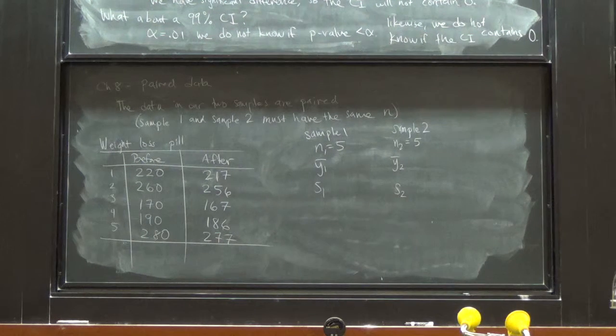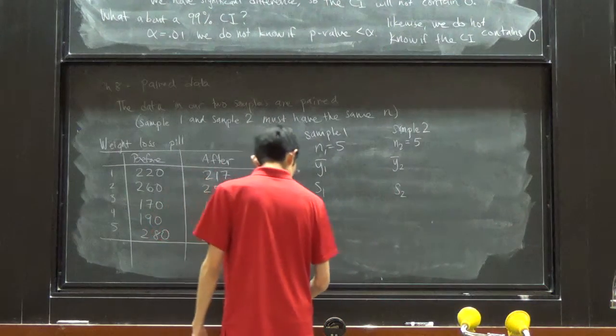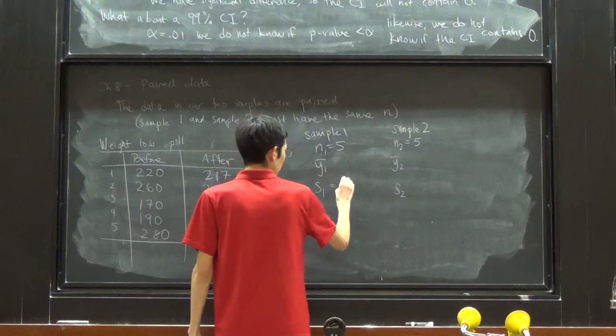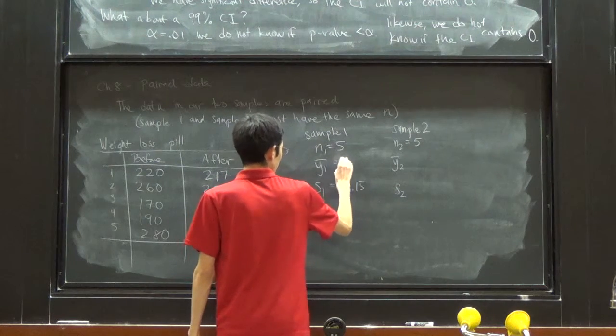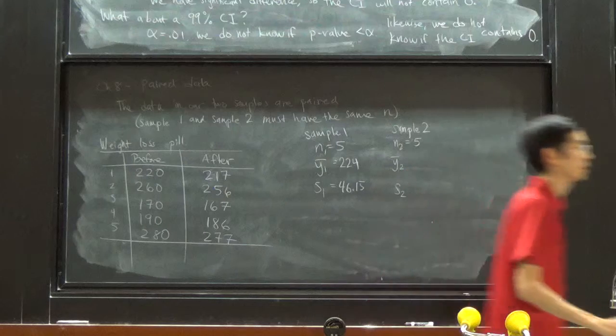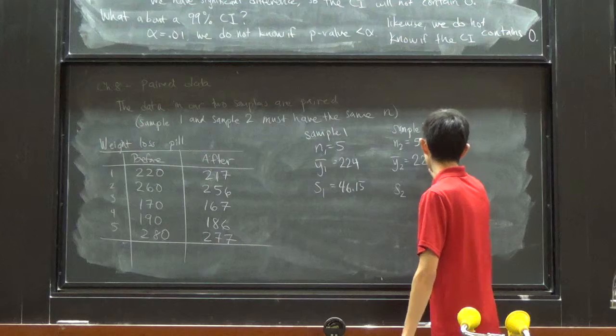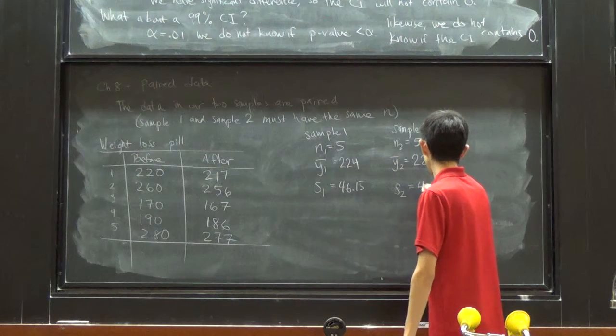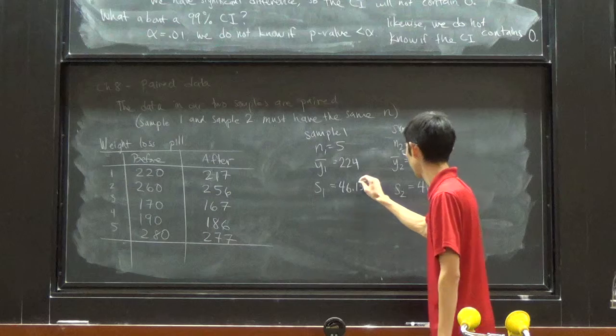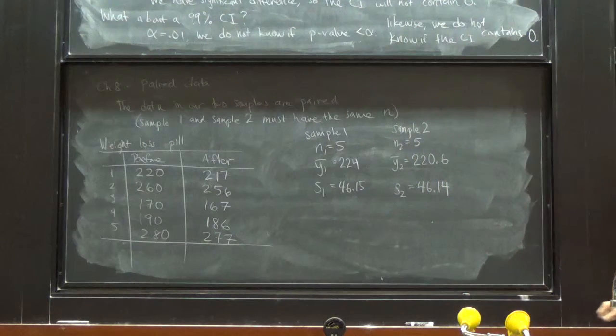Okay, so the mean of sample 1 is 224, and the standard deviation is 46.15. And then over here we have 220.6 and 46.14. So that is our data.